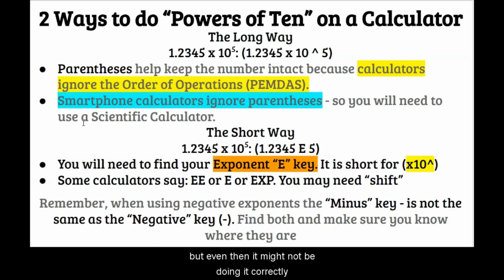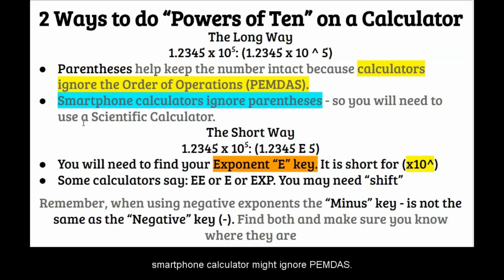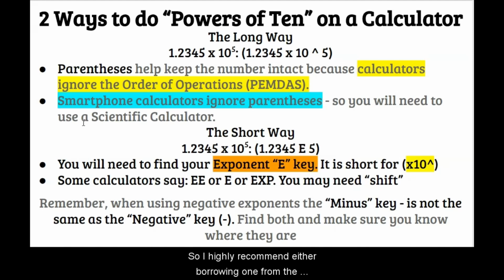So what I would do is I would go through one of these that you have used parentheses on a normal scientific calculator, or maybe one that I walk through, and see if you get the exact same answer using the parentheses on your smartphone calculator, because it's possible, most of the ones that I've seen so far, it's possible your smartphone calculator might ignore PEMDAS even with parentheses. So I highly recommend either borrowing one from the school or getting your own scientific calculator.